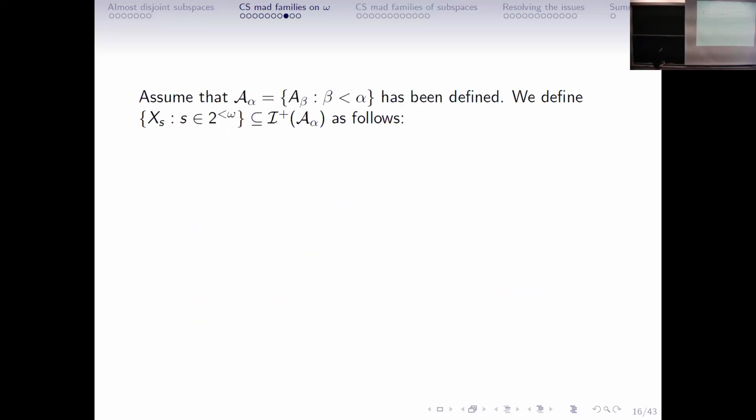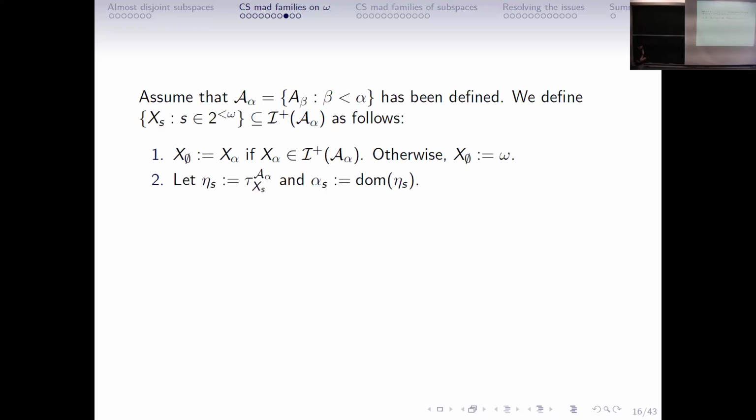Okay, so what we're going to do in the induction step is define a tree of positive sets. So the base case, X empty: if X alpha is positive, then we'll start with X alpha. If it's not, then we'll just let X empty be whatever. It doesn't matter.